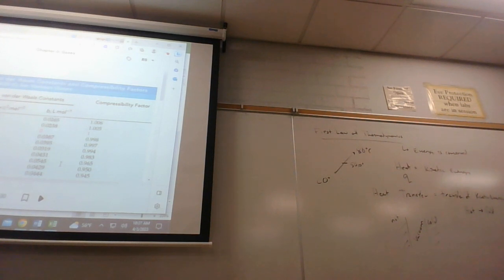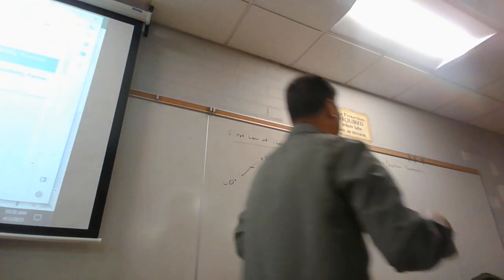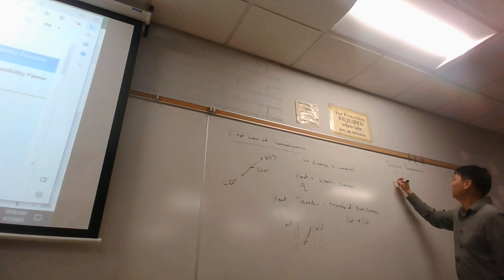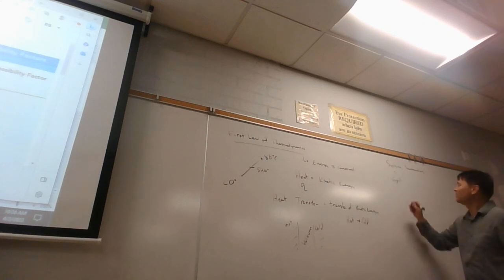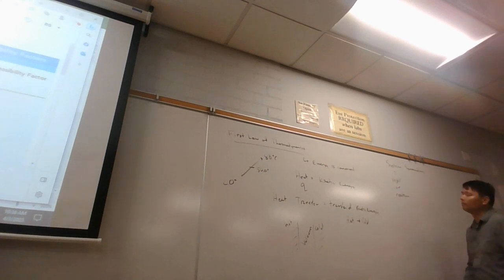So when we're looking at heat transfer, what we do is we define two things. We have something called the system and the surroundings. The system is the object or the reaction. We like to keep things simple. We don't like to change too many variables.